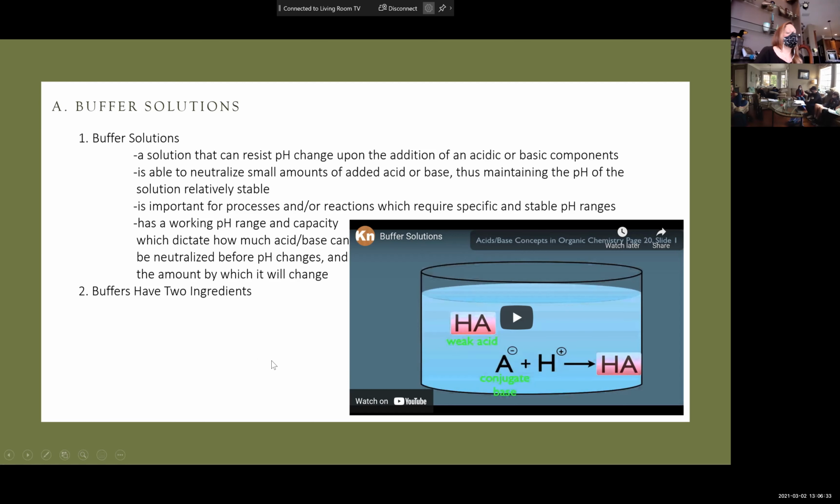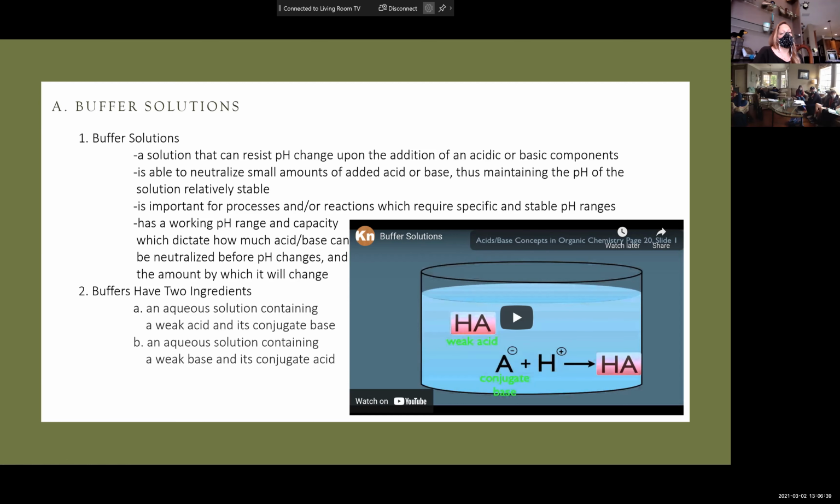So buffers have two ingredients. An aqueous solution containing a weak acid and a conjugate base, or an aqueous solution containing a weak base and its conjugate acid. So it's one or the other. Okay? And I'm going to show you guys this, so they stabilize pH.